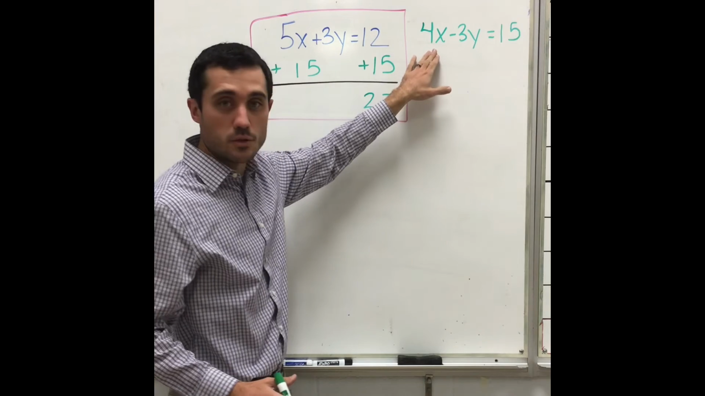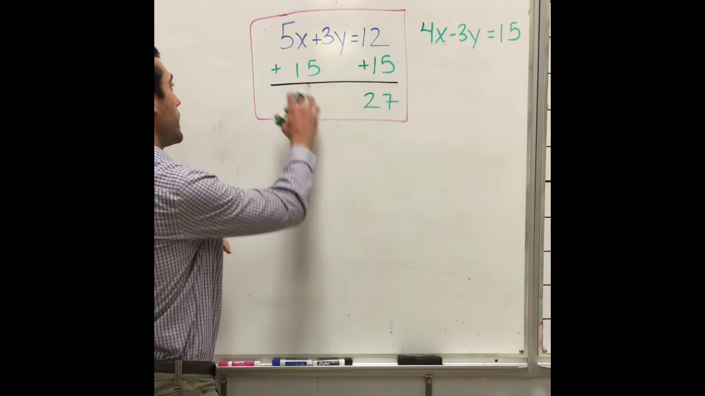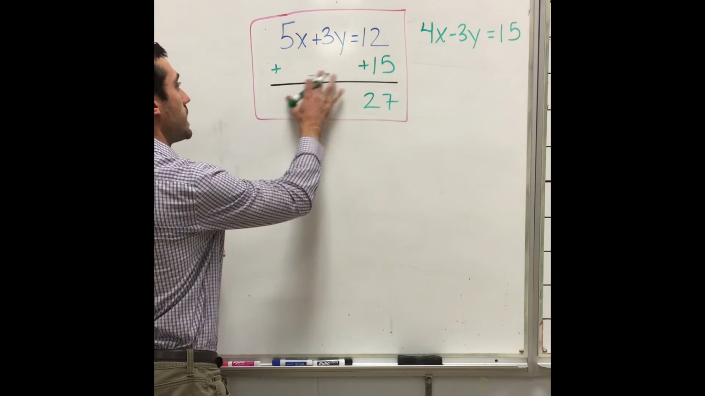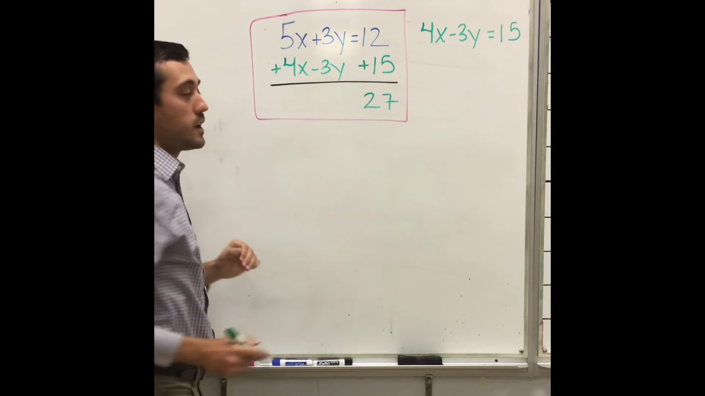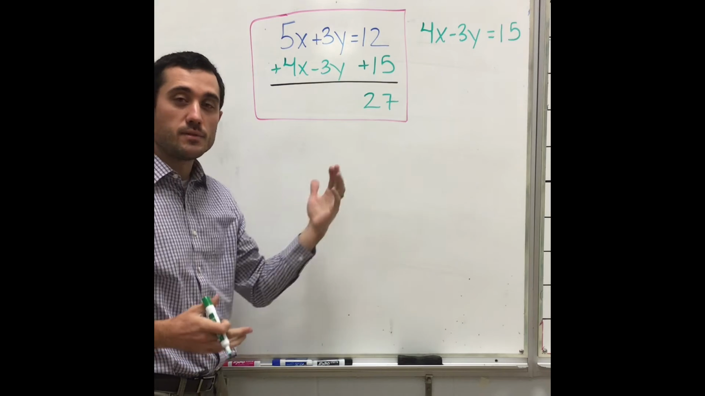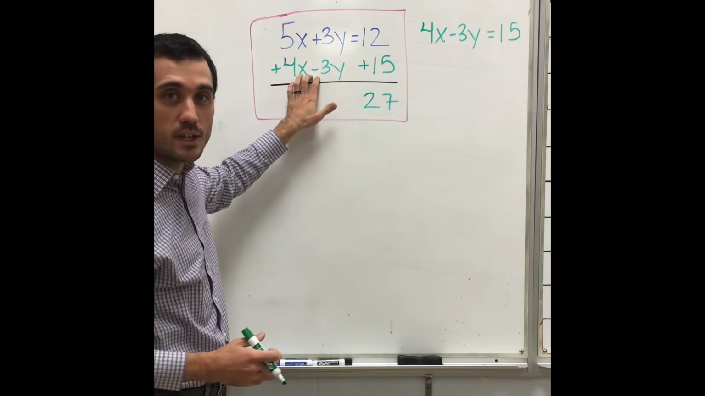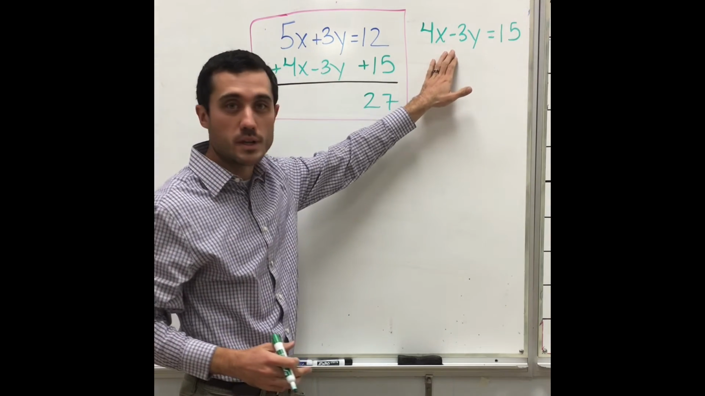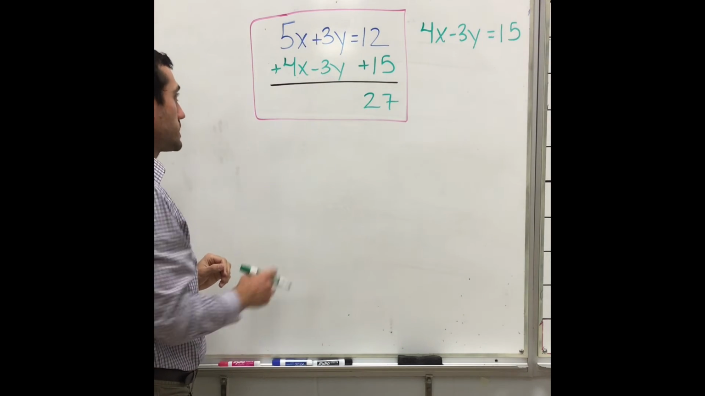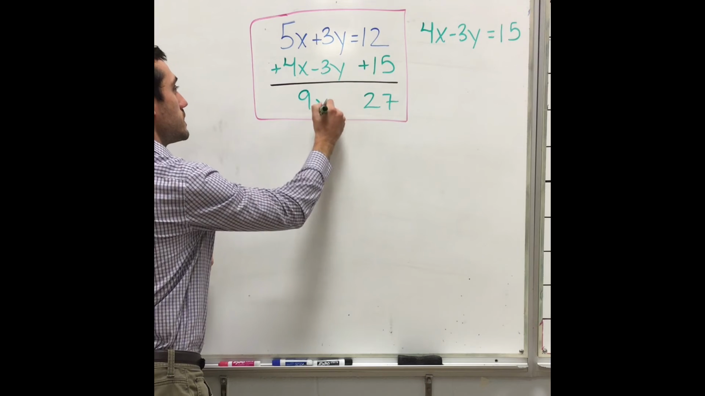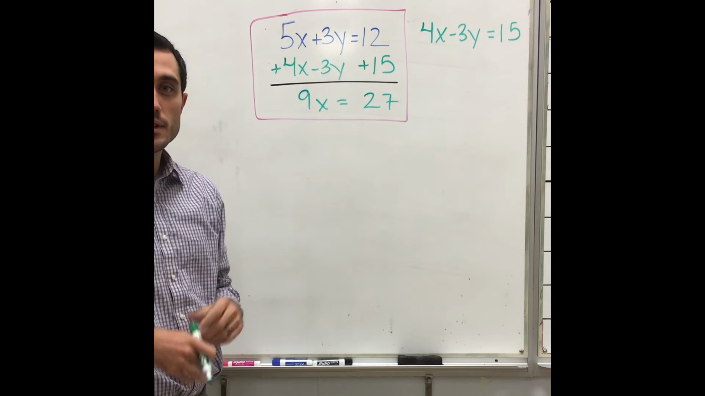15 is equal to 4x minus 3y. That is why instead of adding 15, I can add 4x minus 3y on the left-hand side, and I'm still adding 15 to each side. It's just that this 15 looks a little different because of what the equation statement says. Now I can combine my like terms on the left-hand side and make 9x equals 27 and solve for x.